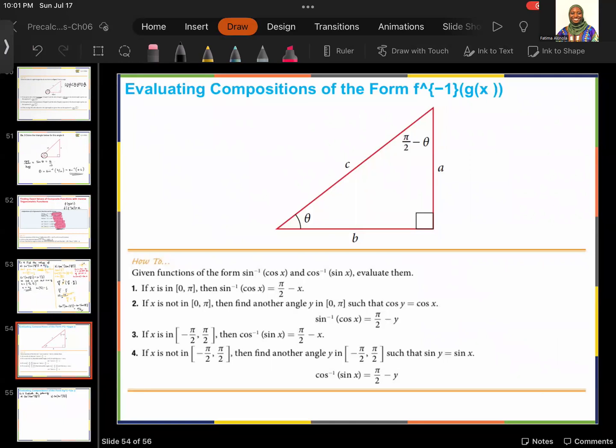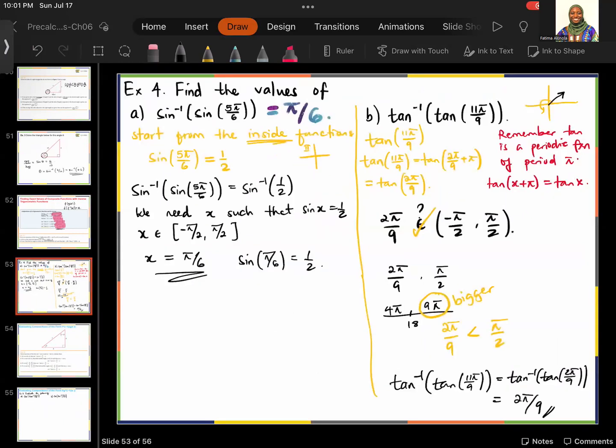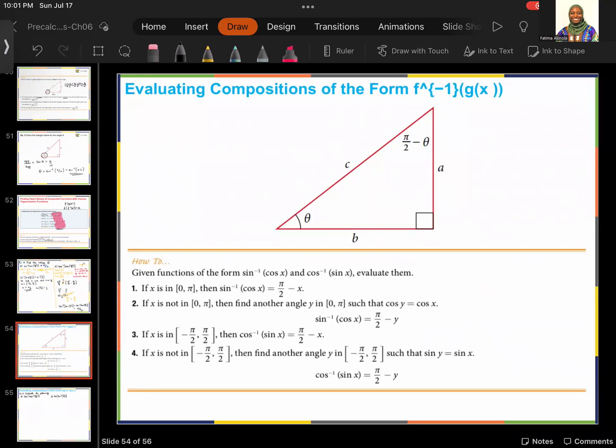Next, let's look at what we just looked at: different examples that had to do with sine inverse sine, tan inverse tan. But what if you had a question that was asking you to do tan inverse cosine or sine inverse tangent or any of that sort? Now, this is how you want to go about it.